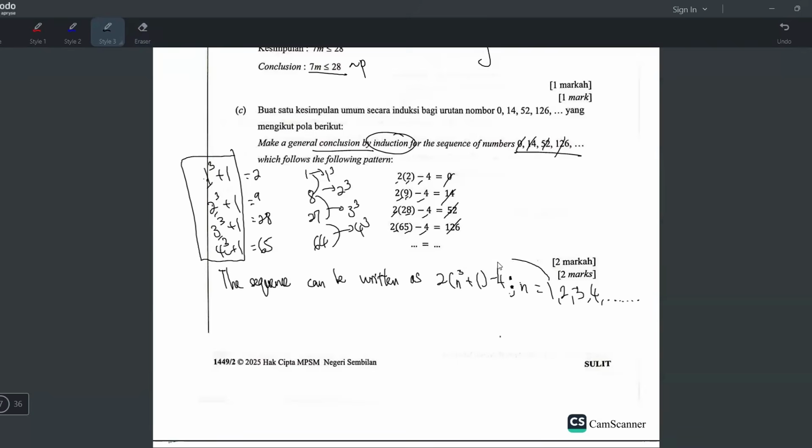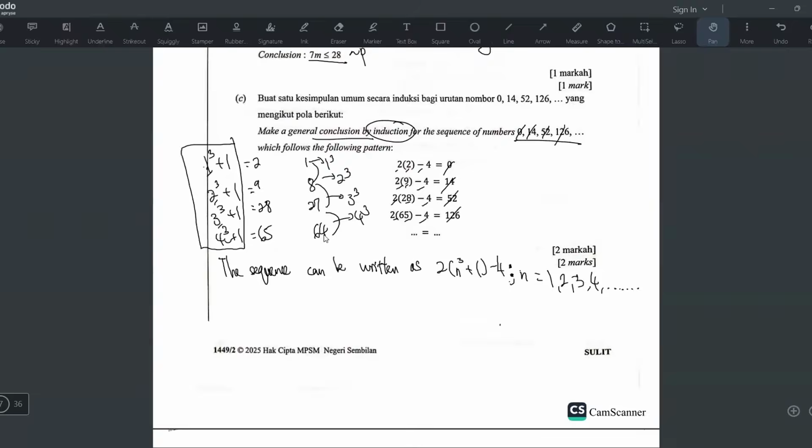So if you try to substitute the 1 back inside here, you get 1 power 3, which is 1, and then 1 plus 1, which is 2. So you end up with this, right? And if you sub with 2, you get 2 power 3, which is 8, 8 plus 1, which is 9, which is the same as this, right? And if you do with 3, 4, you will get this and this also. Okay, so that's the correct answer. Okay, hope you understand my explanation. I'm going to continue.